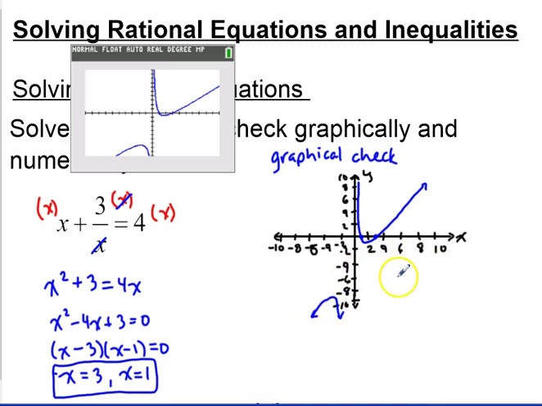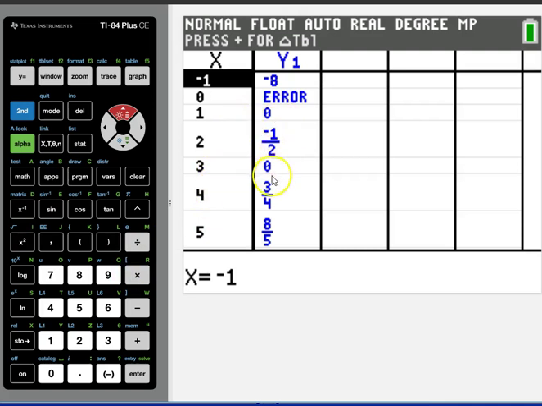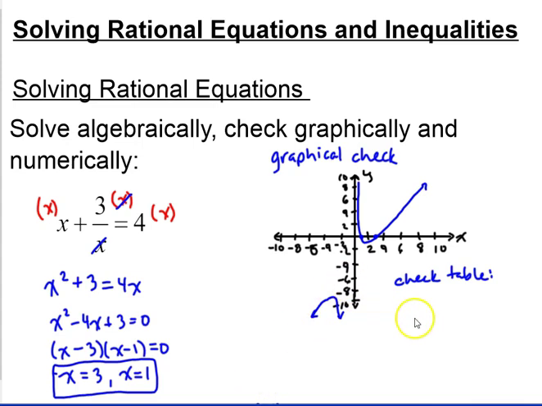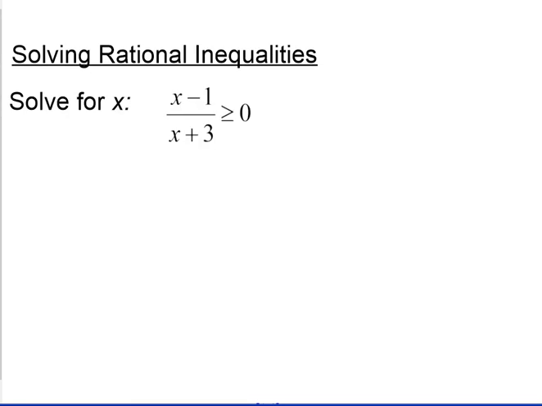And then finally we can check the table. That's our numeric check. So we're anticipating on our table a couple places where the y values are 0. And those x values that correspond to those y values are in fact 1 and 3. So let's just make a note of those in our notes here. Okay, again, circle those. Those are the solutions to that equation.